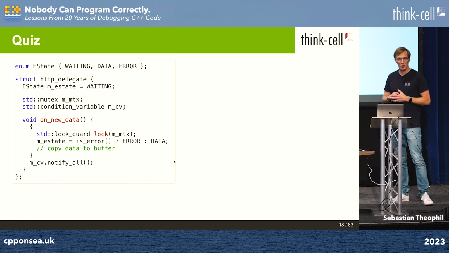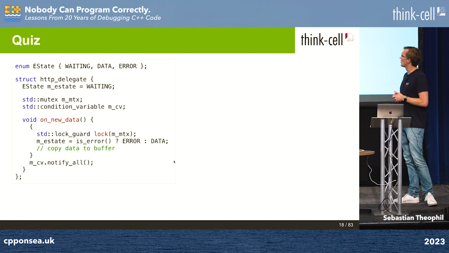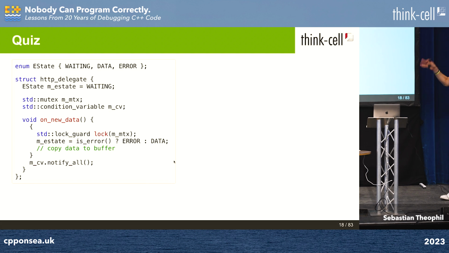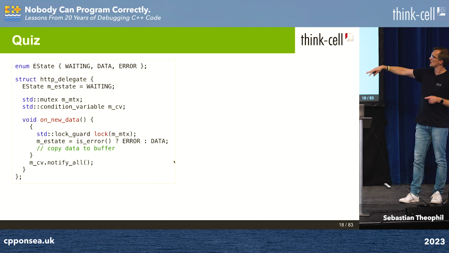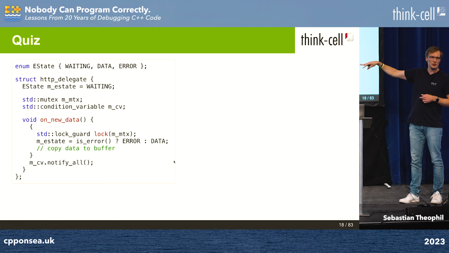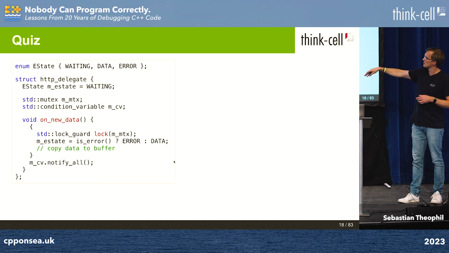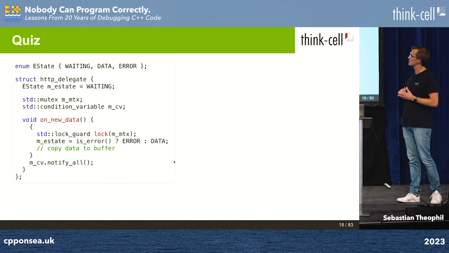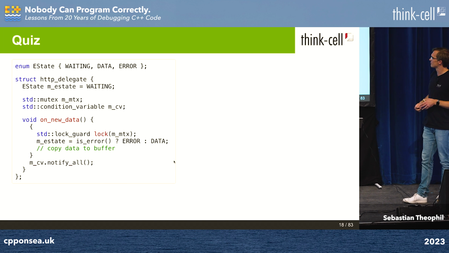And here I have my first little quiz to make this a bit interactive. I brought my best bugs. These are all the bugs I could fit on a slide. So here we are doing a little HTTP request, an asynchronous HTTP request where we have some delegate thing which will get called. So here on new data is going to get called when the HTTP API says, I have new data. Then we take a lock, set some internal state: did we actually have data or did we receive an error? And then we notify the main thread who has been waiting for us.